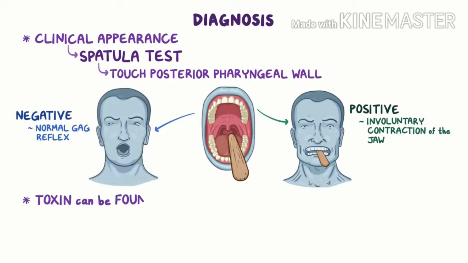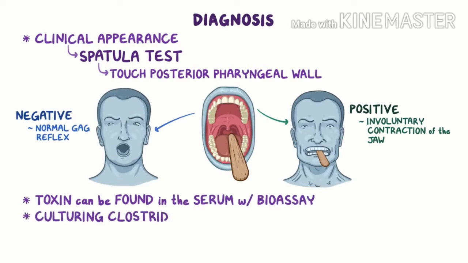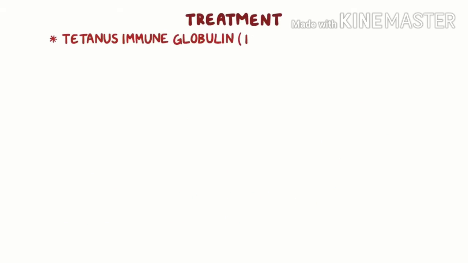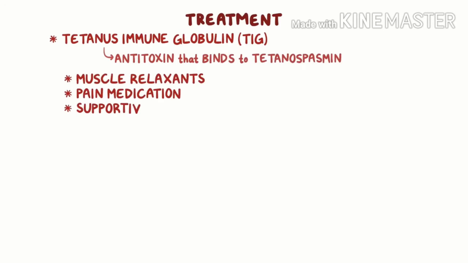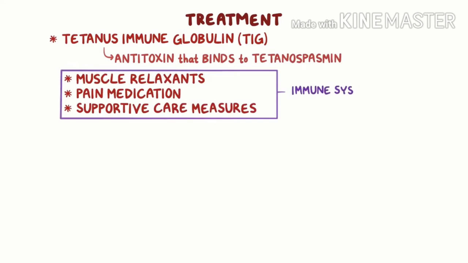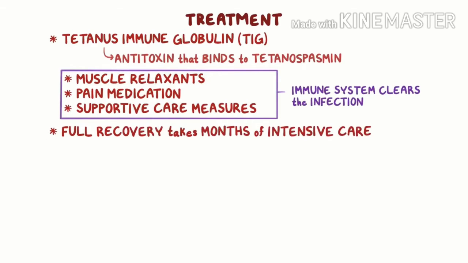Tetanus toxin can also be found in the serum using a bioassay. Finally, culturing Clostridium tetani is very difficult because anaerobes are notoriously difficult and slow to grow. Tetanus is usually treated with tetanus immune globulin, or TIG, which is an antitoxin that binds to circulating tetanospasmin. In addition, muscle relaxants, pain medication, and other supportive care measures are taken while the immune system clears the infection. Full recovery can take a few months of intensive care, as the body's neurons slowly heal.